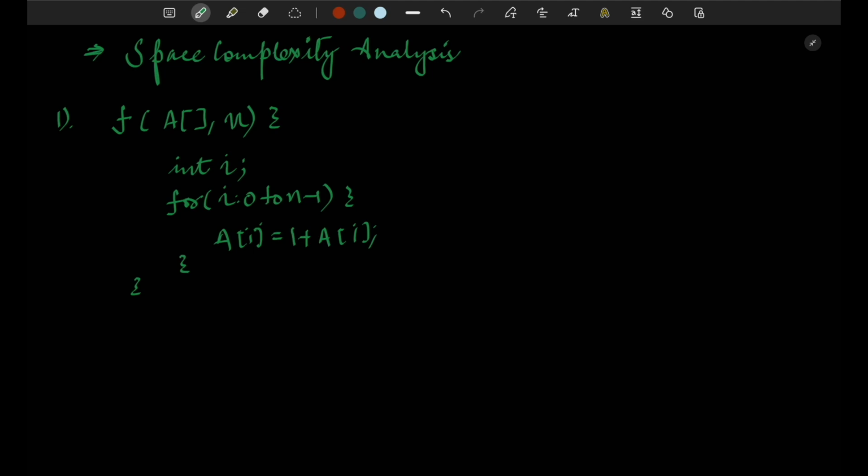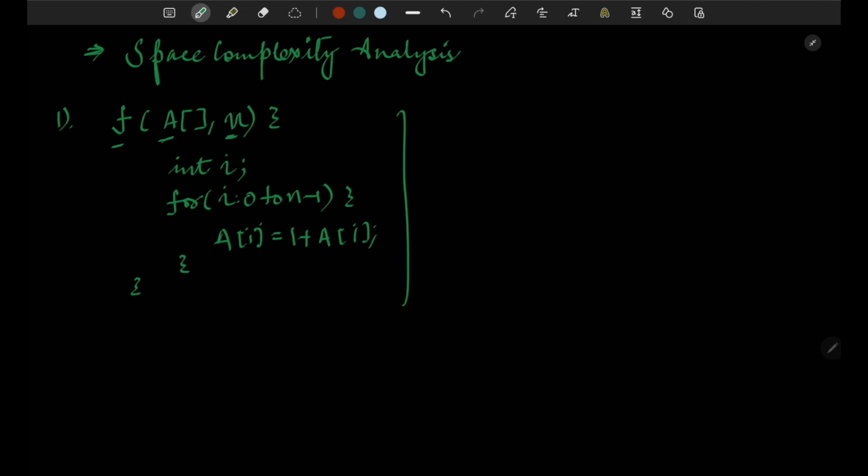And of course, as we saw earlier, an algorithm could be either an iterative one or a recursive one. So to begin with, we will be learning the space complexity analysis for the iterative algorithms. So here is one example that we have. We have a function f that is accepting two parameters. The first one is an integer array, or whatever array, that is a, and its size is n.